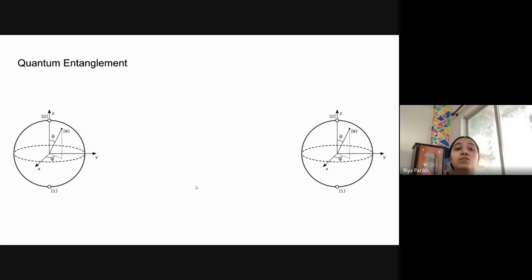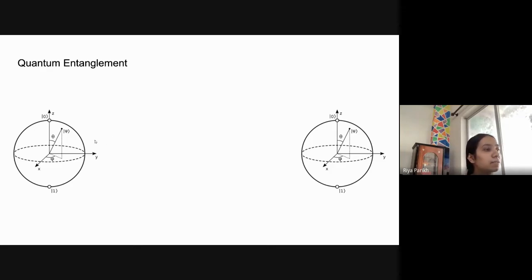Another property that is quite different and not found in classical computation is quantum entanglement. So, to understand quantum entanglement, consider two people, Alice and Bob. They both have an electron, half of a pair of electrons, or rather, they both have a qubit, for example.